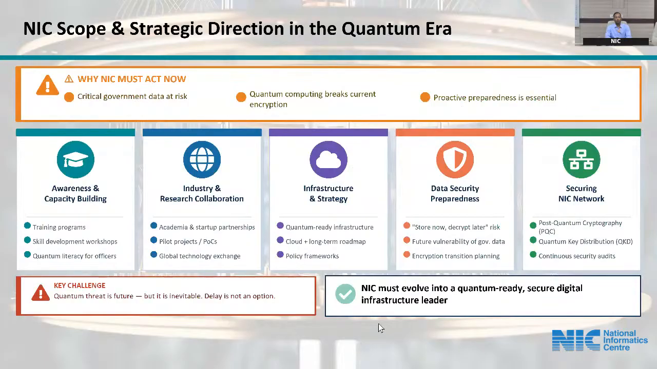So what scope is there for NIC? What is the strategic direction in the quantum era? We have to understand our current status and why NIC must act now, because we are handling critical government data, and we understand that all the encryption mechanisms in place today will be broken by quantum computers. So proactive preparedness is essential. How to move ahead? We can have awareness and capacity building programs. Then we have to have industry and research collaboration. Then infrastructure and strategy are also required. Data security preparedness, we have to start from today itself, and securing the NIC network.